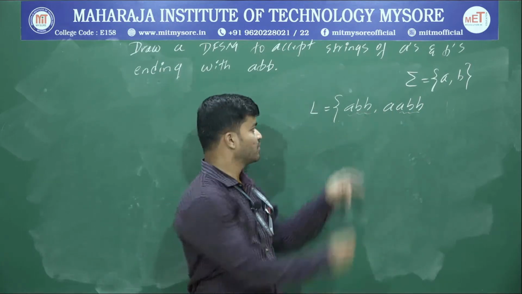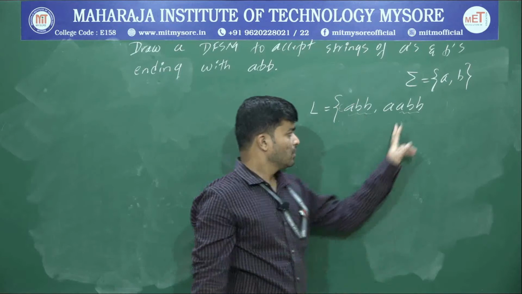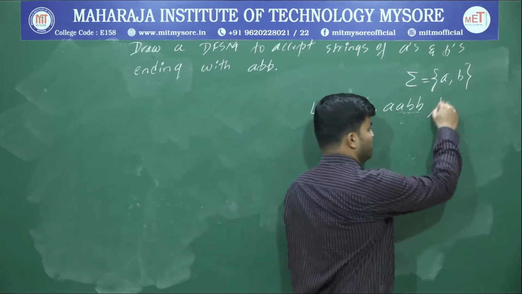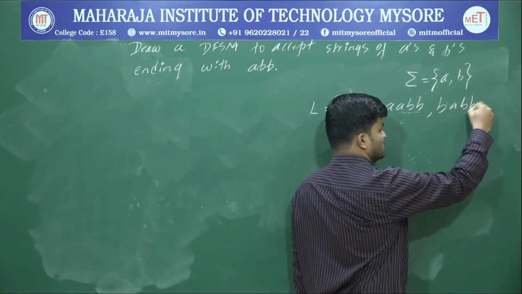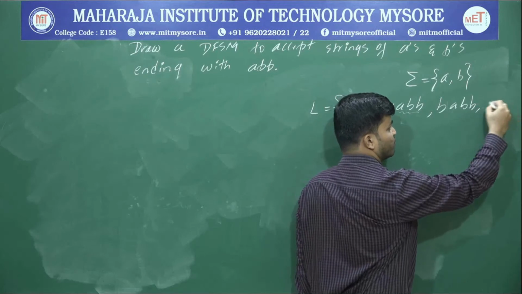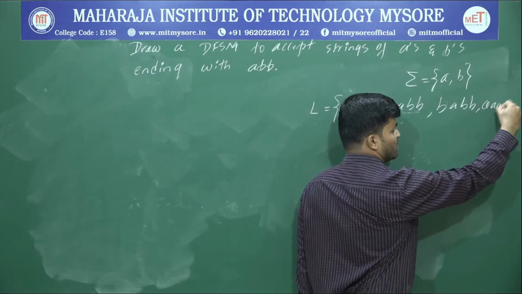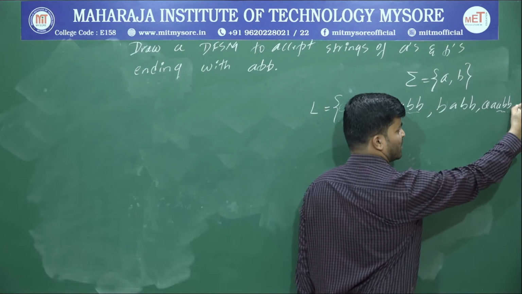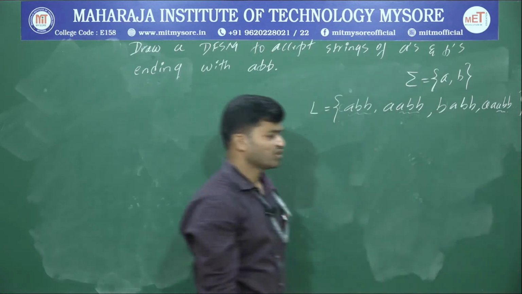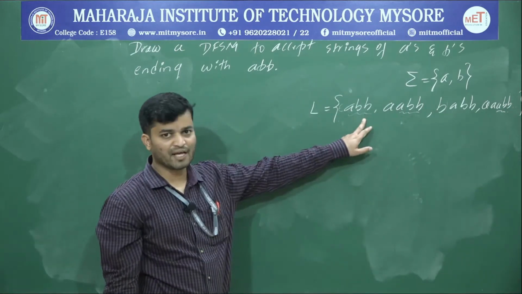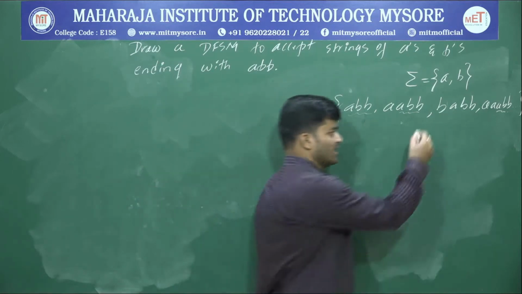In this case here we have epsilon. That's it. Ending with ABB, even I can write BABB, or I can form n number of word strings ending with ABB. Therefore, what's the type of the language? The type of the language is infinite language.